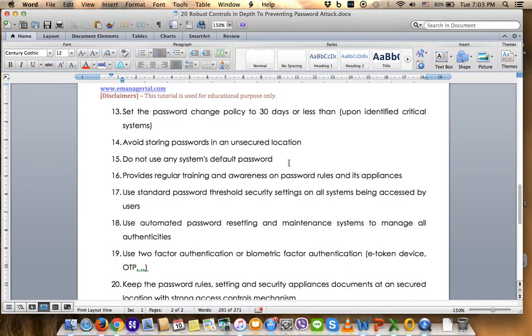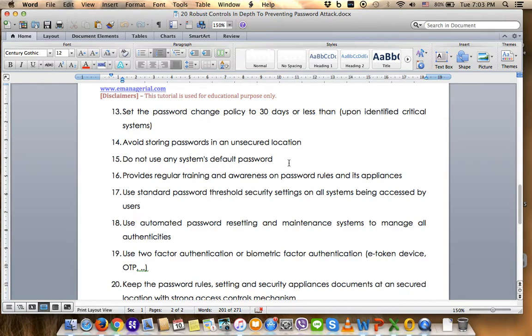The next control is do not use any system default password. Whenever you initially set up the system or deploy a new network device, make sure that all network devices and systems have security hardening applied, to ensure that the security mechanisms or security appliances are in place.